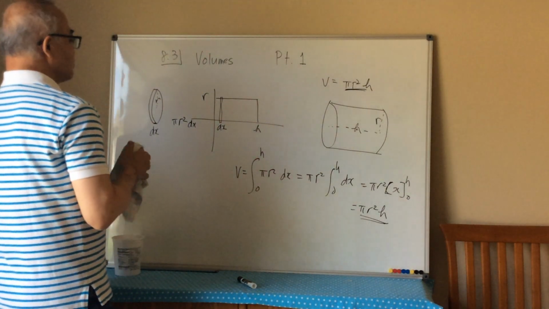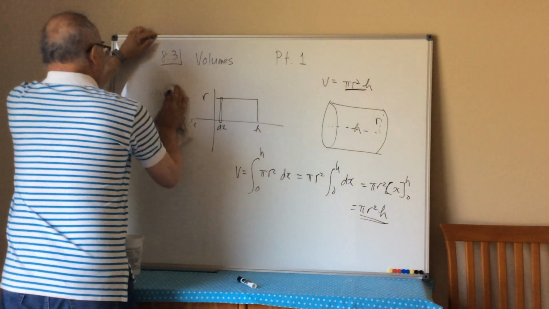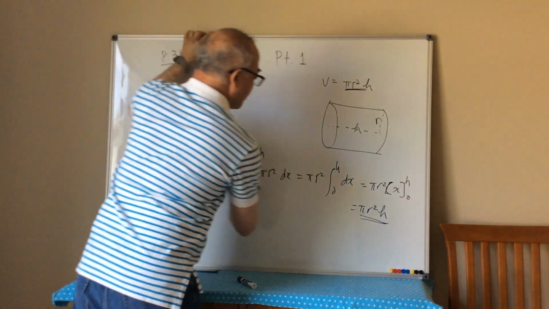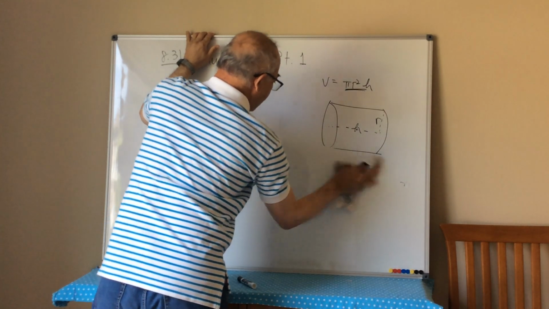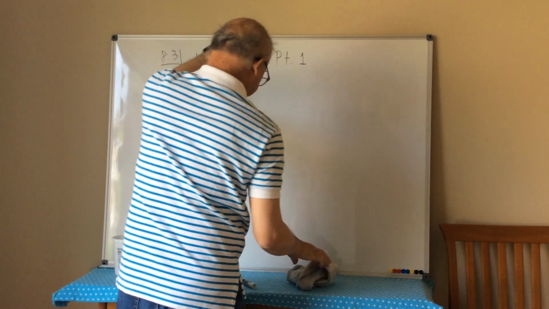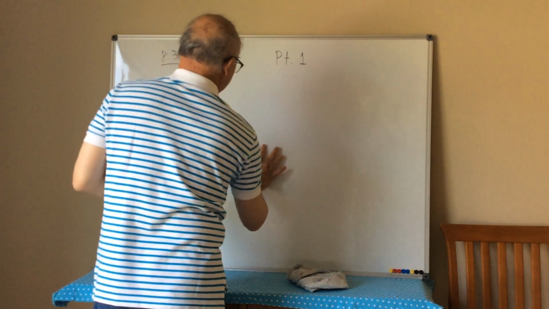So let's do something else. Let's do something again that we know and see if we can verify it and see how it works, right? So let's say that we had a cone instead of a cylinder this time. Okay. So let's say we had a cone.